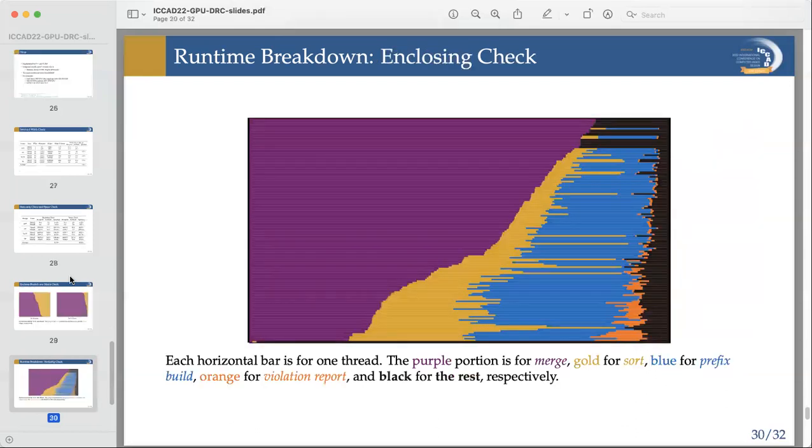And this is for the enclosing check, and similarly, each horizontal bar here is for one GPU thread. The purple portion is for the merge stage, the gold portion is for the sorting stage, the blue for the previous build, and orange for the violation report. We can see that for many threads, the merge stage takes up most of the time. So it is the new bottleneck after GPU acceleration for the rest of the checking stage.